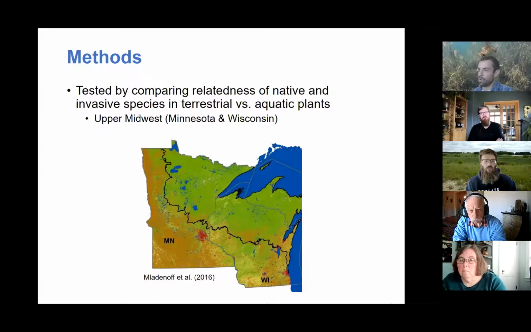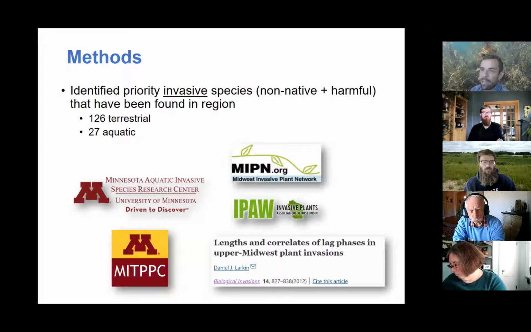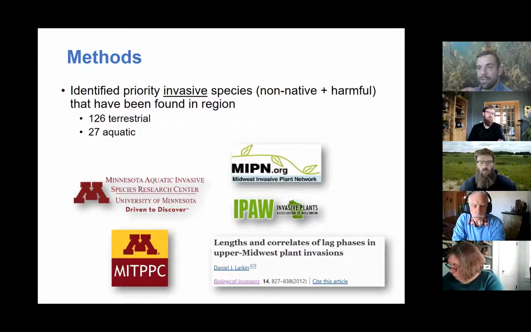So I was interested in exploring those ideas, and so I tested this by comparing the relatedness of native and invasive species in terrestrial versus aquatic plants. And I used Minnesota and Wisconsin as the case to explore, which share a lot in terms of biomes, and are both really environments that are very rich in aquatic and terrestrial habitats. I identified priority invasive species, that is, species that are both non-native and considered harmful that have been found in the region growing in the wild, so can establish here. And I used regional watch lists, including from a couple of our centers on campus and other sources, and a paper that I wrote previously, and identified 126 terrestrial invasive species to focus on and 27 aquatic species to focus on.